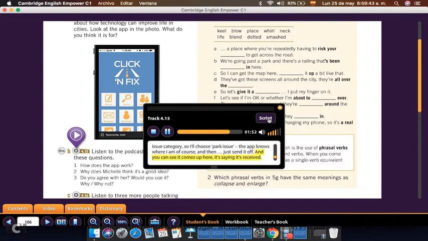The app knows where I am, of course. And then just send it off. And you can see it comes up here. It's saying it's received. Then I can look it up later and it will tell me if it's in process or hopefully fixed. I think it's a great idea. It means that I, as a citizen, can be more involved. So it's a kind of democracy in action, if you like. And it also saves the city money.